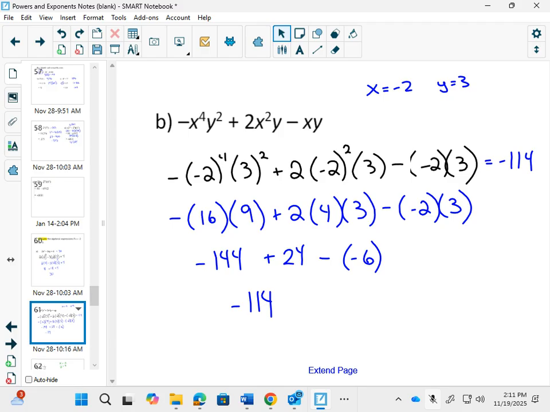This would be like adding. Yeah, adding 30, negative 144 plus 30. You just type it in from this. When you're doing that, so you don't have a calculator, right? You just go from left to right. Yeah, you can go from left to right. And subtracting a negative is adding.